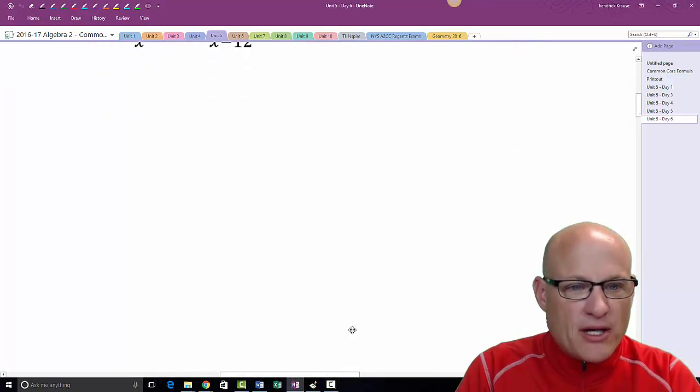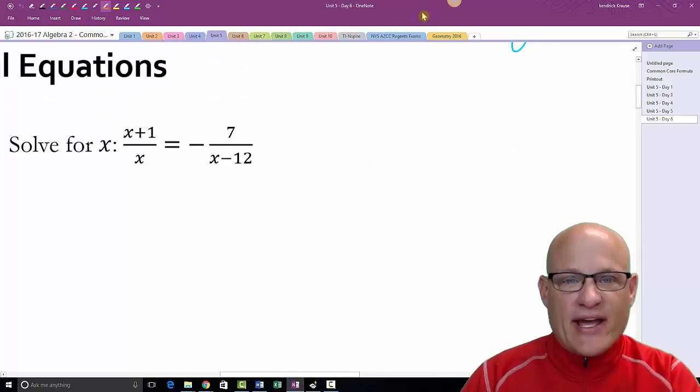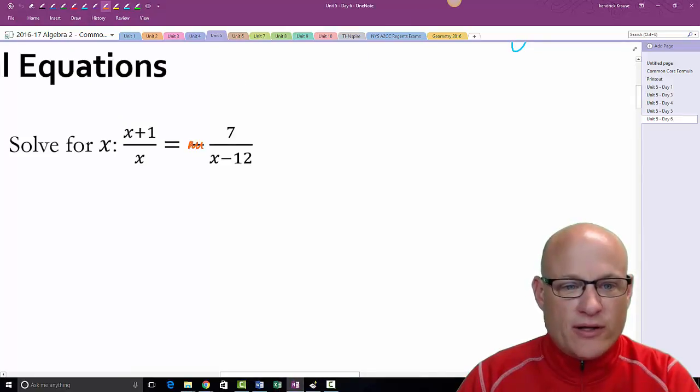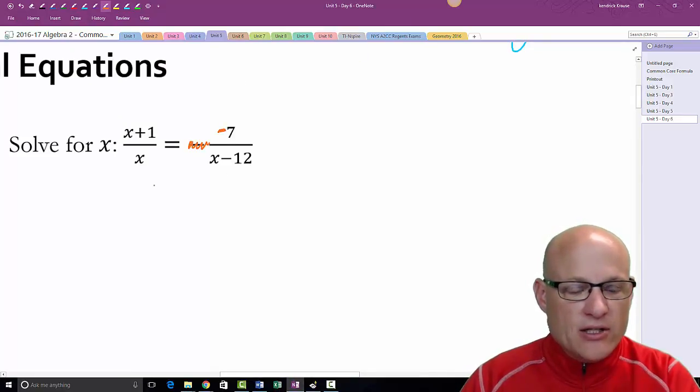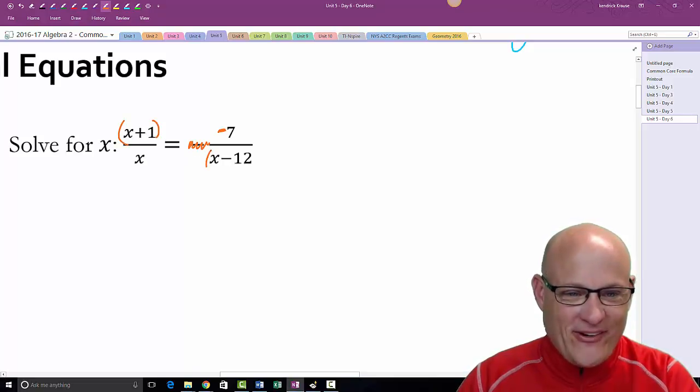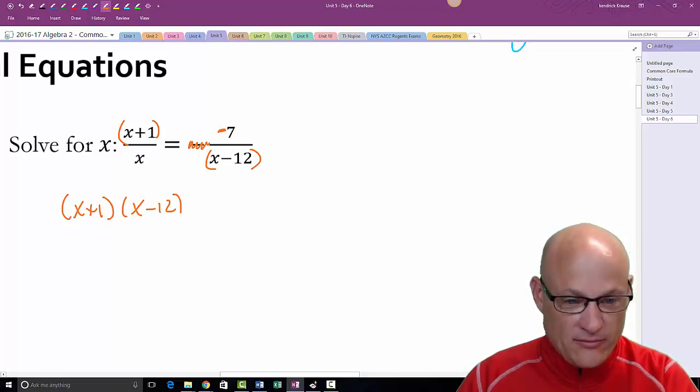All right, we're going to cross multiply. Remember what we said? We don't like these negatives, so we got to get rid of it. So just move it and put it right there. All right, so we cross multiply. Ooh, we got wedding rings. Oh, look at the cool couples. They're all married. So x plus 1 times x minus 12 equals negative 7x.